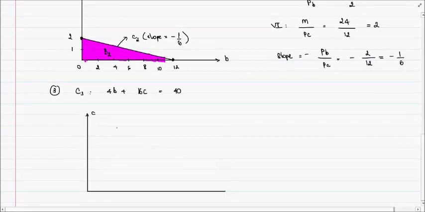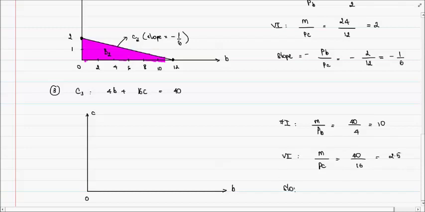On vertical I got C, and on horizontal I have B. It's my origin, and again the horizontal intercept is going to be M divided by PB, which is 40 in this case, divided by 4, and that is 10. The vertical intercept is just M divided by PC, and that is 40 divided by 16, which is 2.5 in this case.